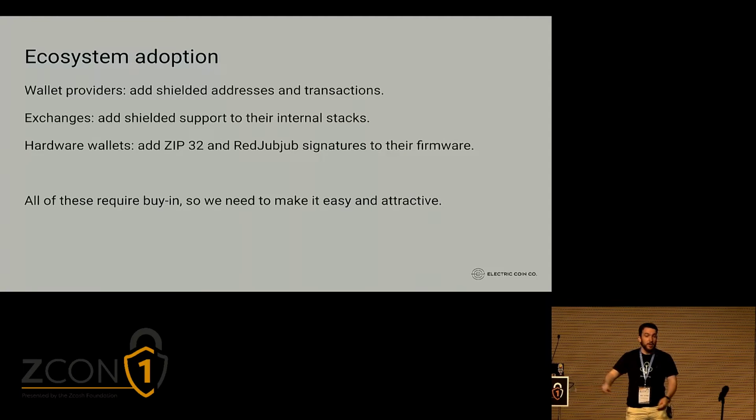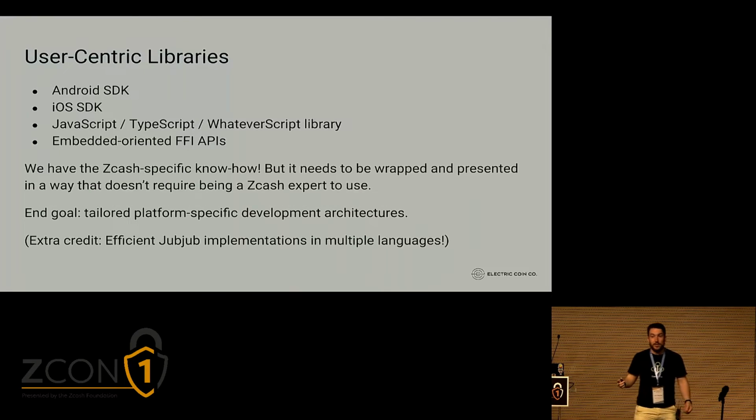So, for example, wallet providers need to be able to add shielded addresses and transactions to their wallets. That's going to require putting things into either a library that they can get in there, or possibly even some custom code that works in there. Same with exchanges. They'll have their own custom stacks that they want to deal with. All of this requires buy-in from partners that otherwise don't necessarily have a good incentive to do so, if they have to expend a bunch of technical energy learning how our stuff works. So we want to make it easy and attractive to do so.